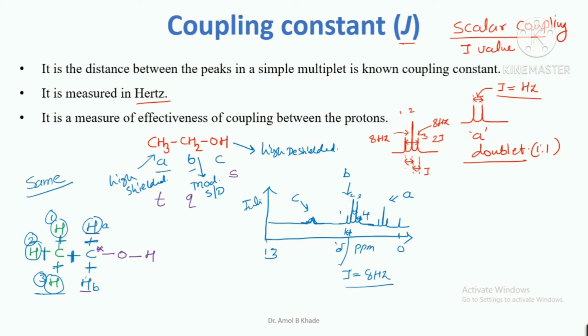Similarly, in this triplet, the distance between line 1 and 2 and line 2 and 3 is also exactly the same. If you consider this as line 1, this as line 2, and this as line 3, then between line 1 and 2 that will also be 8 Hertz, and between line 2 and 3 that will also be 8 Hertz. So in all these multiplets, this quartet and this triplet, the distance between the adjacent lines is 8 Hertz.